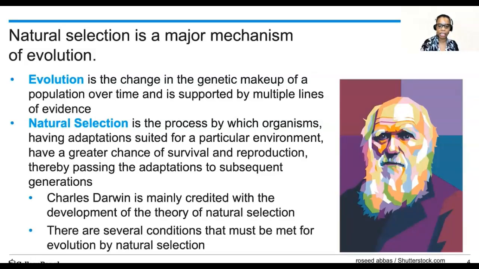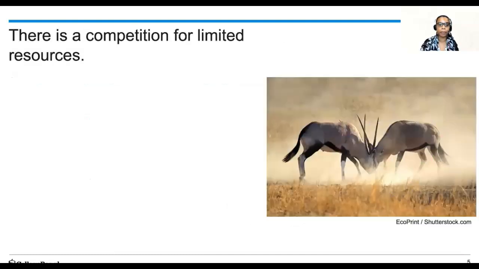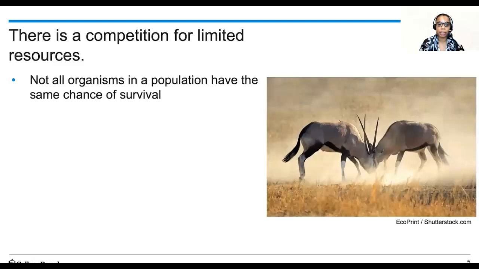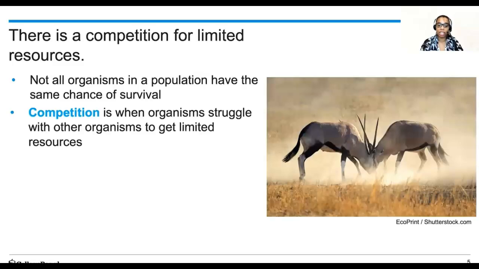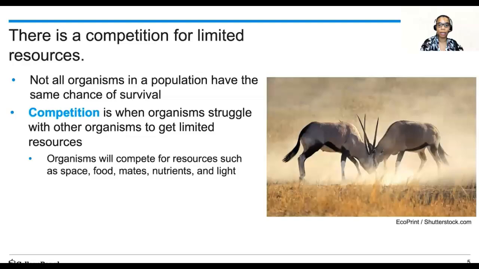There are several conditions that must be met for evolution by natural selection, so we'll talk about a few of those today. First, there's competition for limited resources. Not all organisms in a population have the same chance for survival. Competition is when organisms are struggling with other organisms to get limited resources. Organisms will compete for resources like space, food, mates, nutrients, and light.